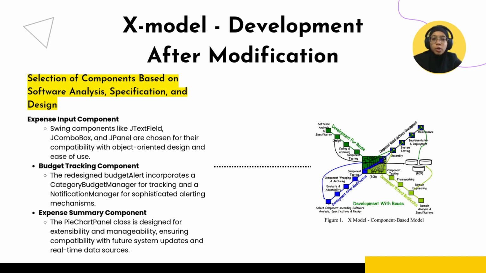For the expenses input component, Swing components like JTextField and JComboBox were chosen for their ease of use, compatibility with object-oriented design, and cross-platform support. The budget tracking component was enhanced with a category budget manager for tracking and meeting the needs of dynamic thresholds and multi-channel notification. Lastly, the expenses summary component utilized the pie chart format with the PieChartPanel class, designed for extensibility and compatibility with future updates and real-time source.